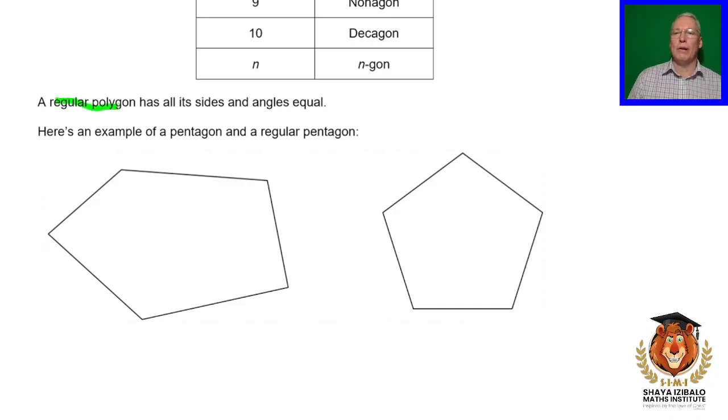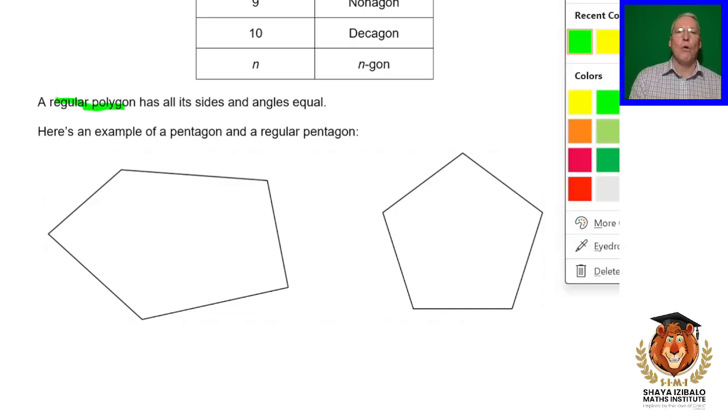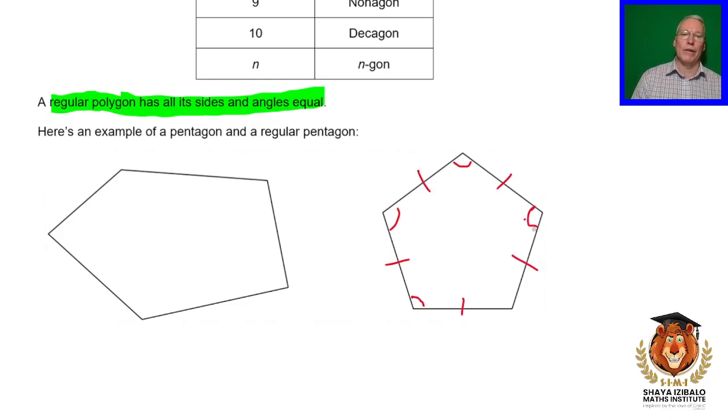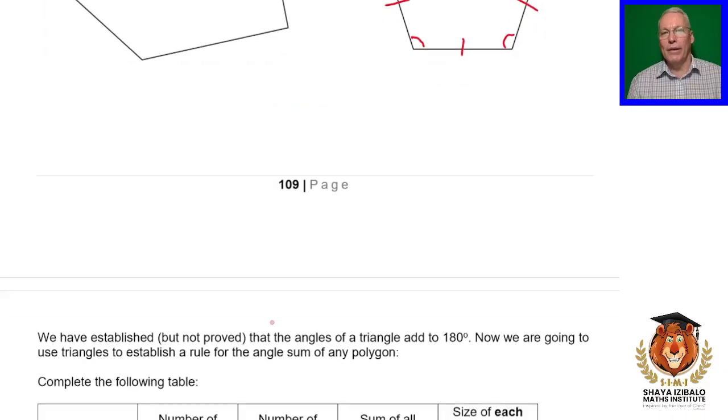When we talk about a regular polygon, what we're saying is that all its sides and all its angles are equal. Okay, right. So here, for example, is a pentagon, and here's a regular pentagon. With the regular pentagon, what we know is that all the sides are equal and all the angles are equal. So in other words, this angle is equal to this angle is equal to this angle is equal to this angle is equal to this angle. What we're going to play around with now is, what are the angles of a pentagon?